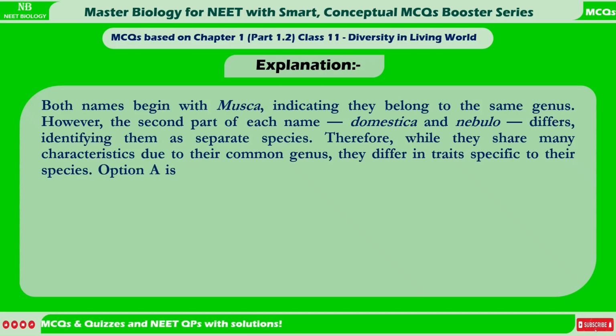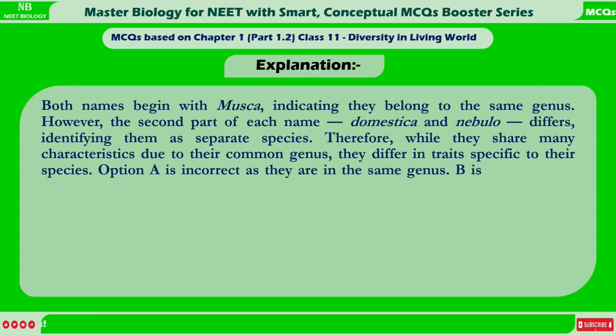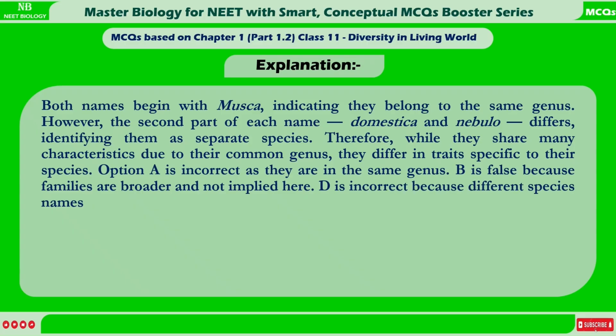Option A is incorrect as they are in the same genus. B is false because families are broader and not implied here. D is incorrect because different species names indicate distinct organisms, not synonyms.